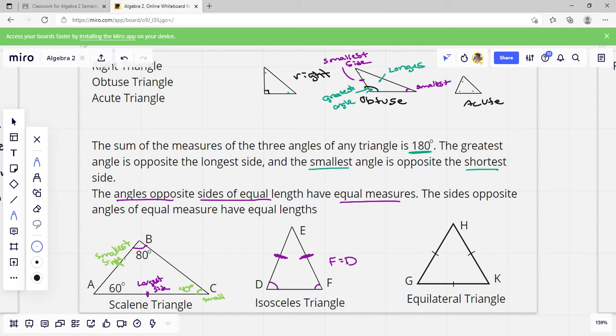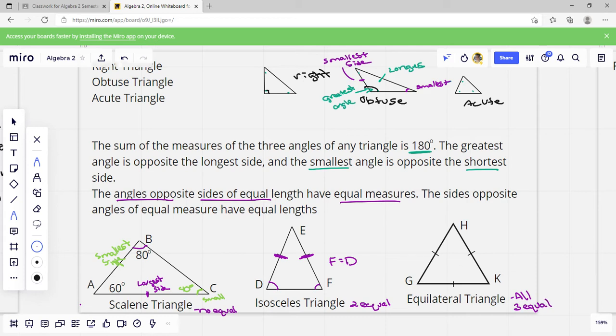Okay. Alright, so this kind of triangle with no equal sides is called a scalene triangle. No equal sides or equal angles. This one has two equal sides and two equal angles, and that's called an isosceles triangle. And this is all three are equal, and that's an equilateral triangle.